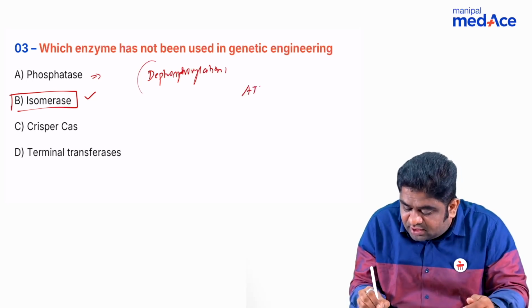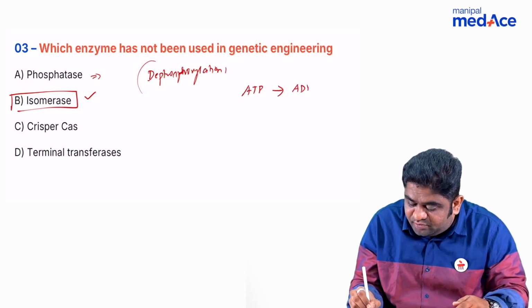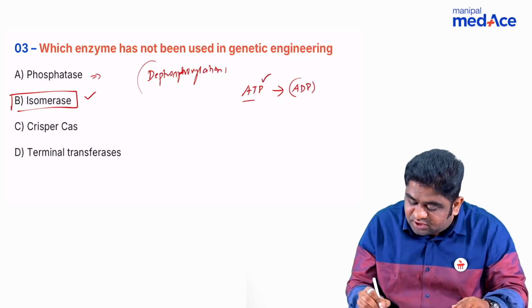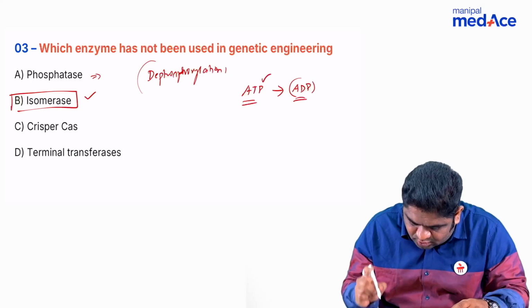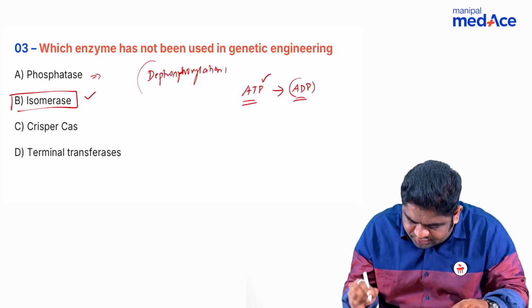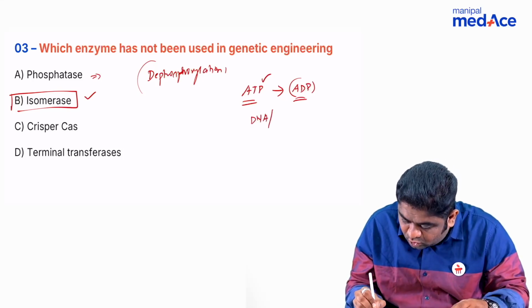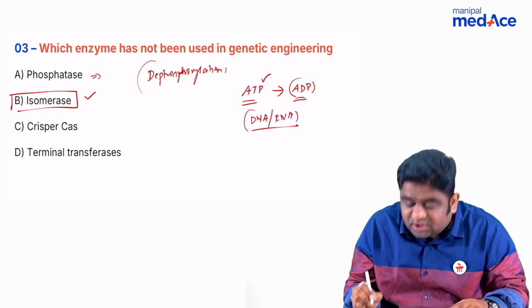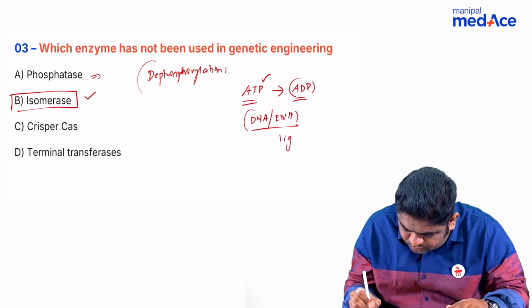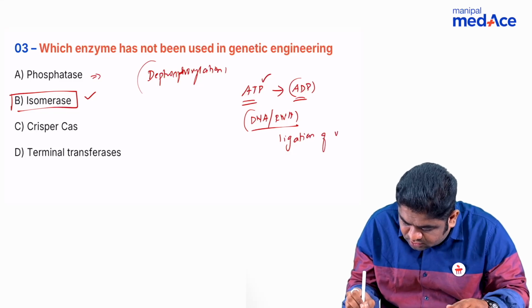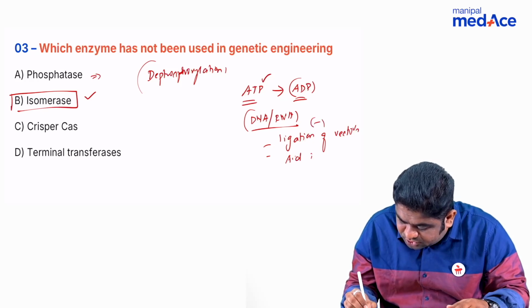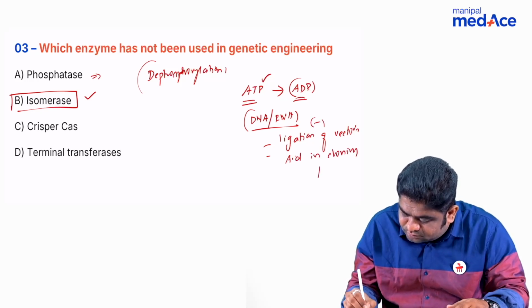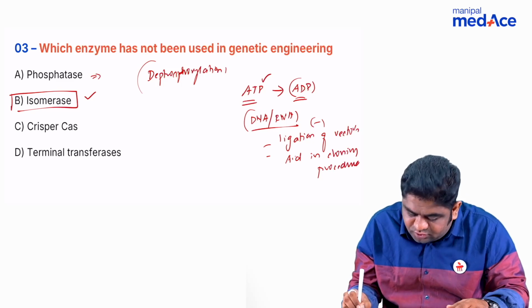If I say ATP is becoming ADP, it means you have removed the phosphate from this kind of ATP compound, which is a nucleotide based compound. So in that aspect, a phosphatase is capable of removing the phosphates from the DNA or RNA, which can prevent unwanted ligation of vectors, or it can also aid in cloning procedures. This is for the first option.